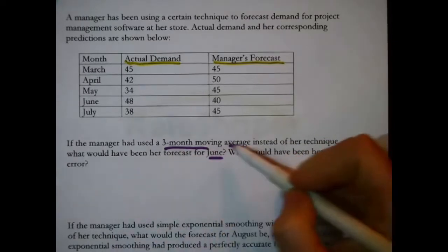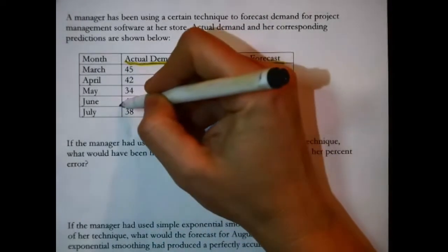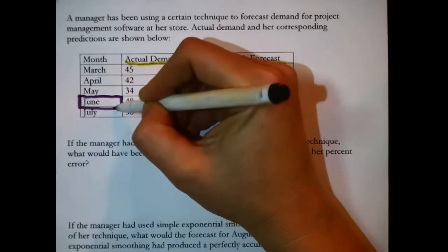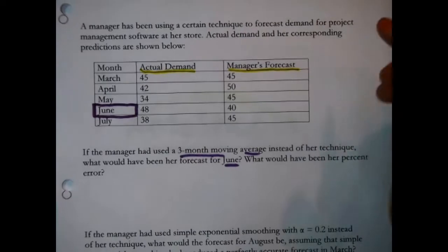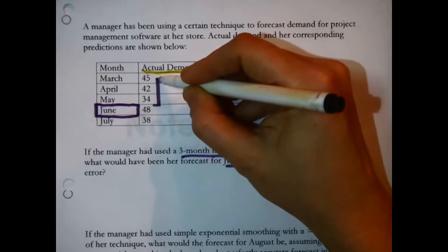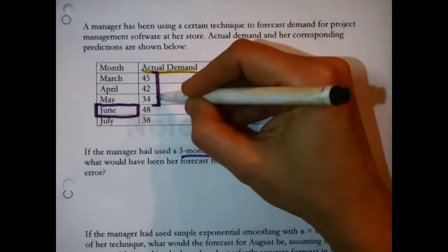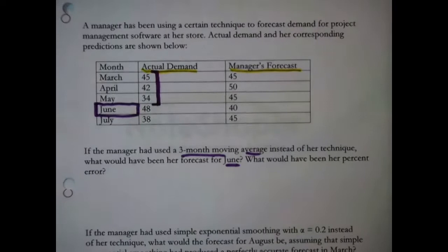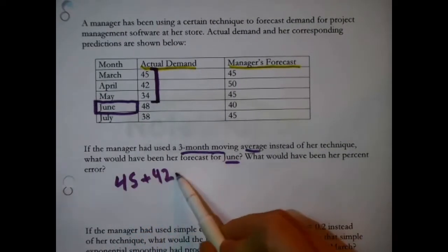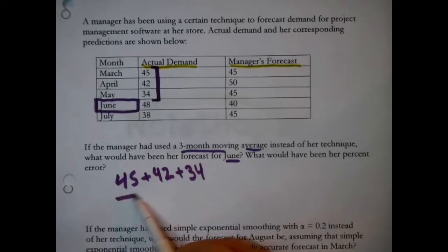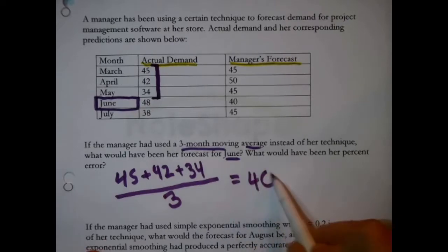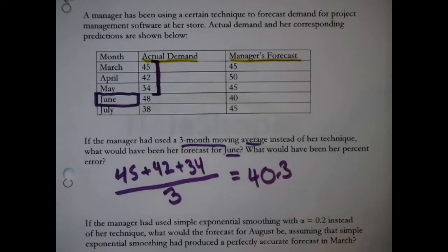The key though is to be very careful. What is it that you're trying to forecast? You're trying to forecast June. All right, now what is it that you need to be careful about? First off, you average actual. Don't accidentally grab the forecasts in the other column. And make sure that that actual is 45 for March, 42 for April, and 34 for May. Those are the 3 numbers that we are averaging together. I get 40.3. There's the forecast for June.